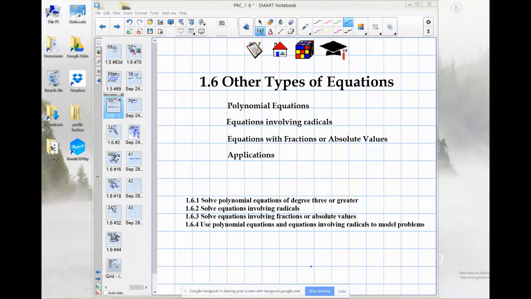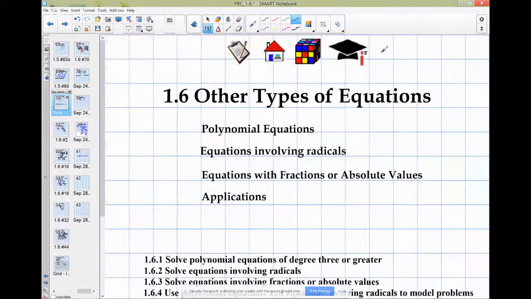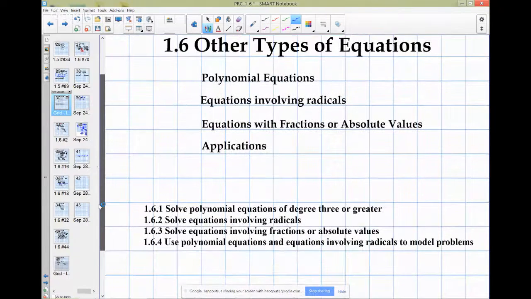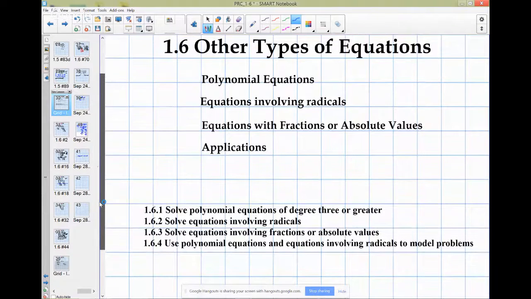Let's get started then. As you can tell, I'm going to make that bigger, even though it means I'll have to scroll a little bit. The lesson at 1.6 is entitled Other Types of Equations. There are basically four things we're going to try to cover: polynomial equations, equations that have radicals in them, equations with absolute value or fractions in them, and then applications. The objectives down below are practically identical to that. I'm not sure why I duplicated it.